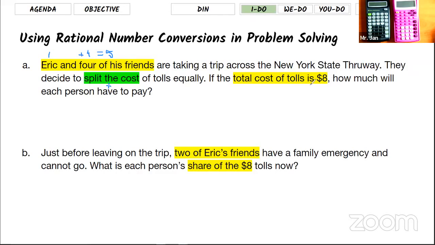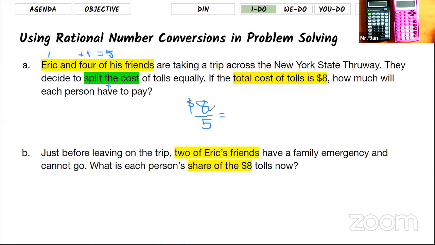So the total cost is 8, and my action is splitting the cost, which is dividing. I'm going to use a fraction this time. By how many people? There are 1 plus 4, total is 5. Okay, so we're just figuring out $8 by 5 people. How many dollars per person have to pay?